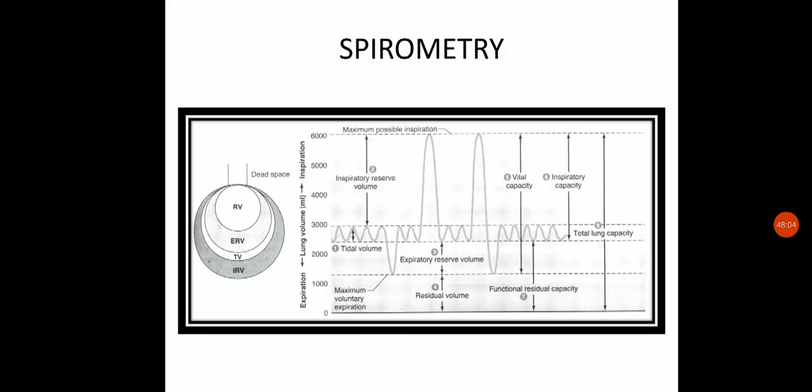Okay, so this is the functional residual volume, which consists of the RV and the ERV. Both of these will be part of the functional residual volume.